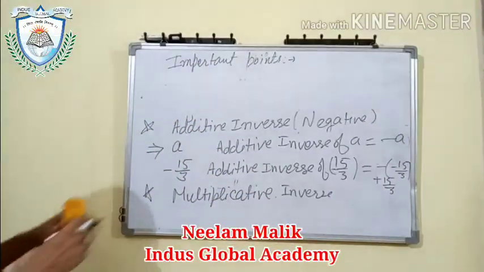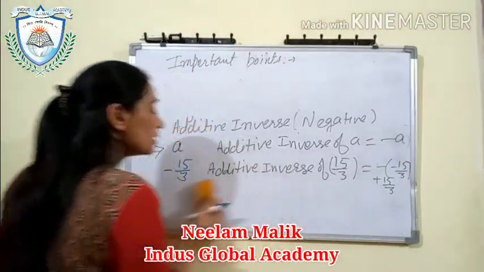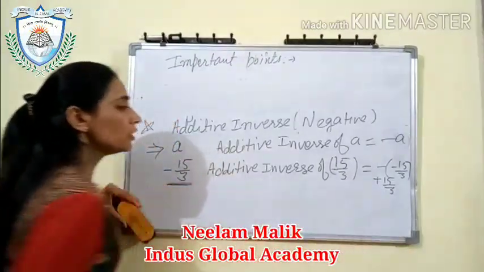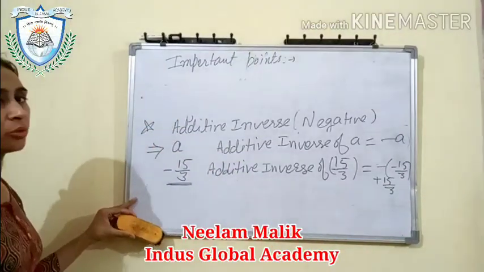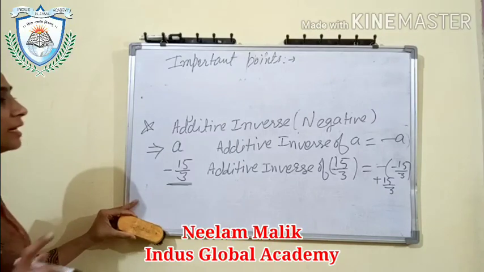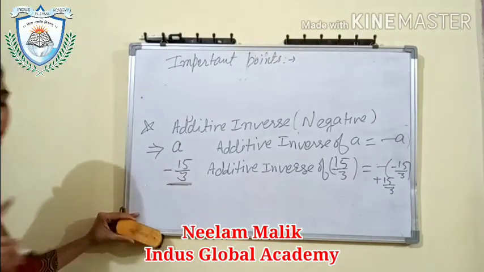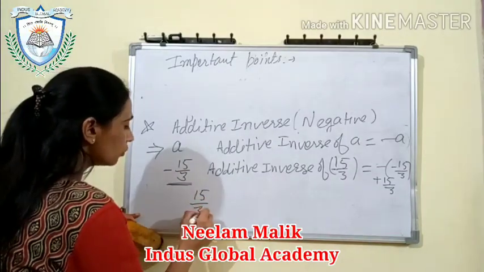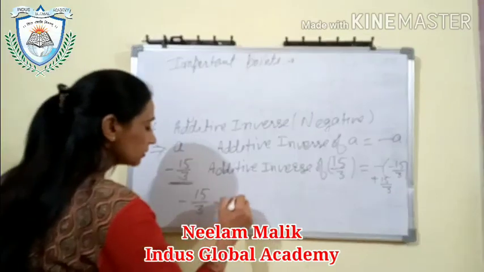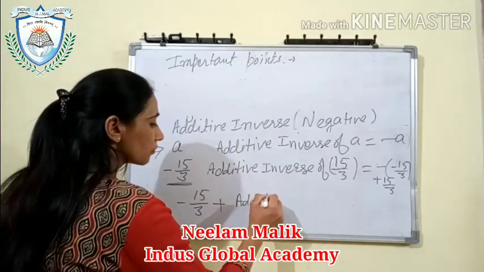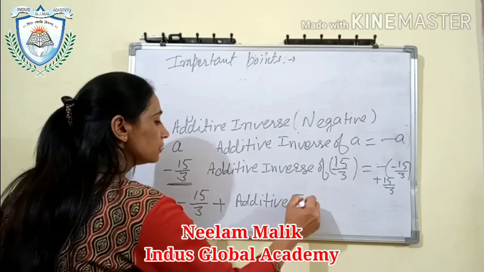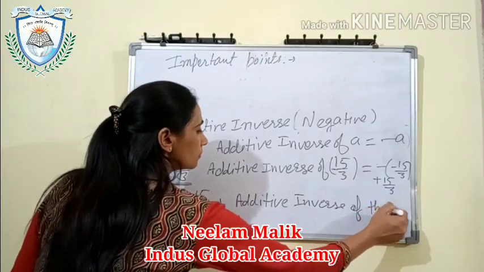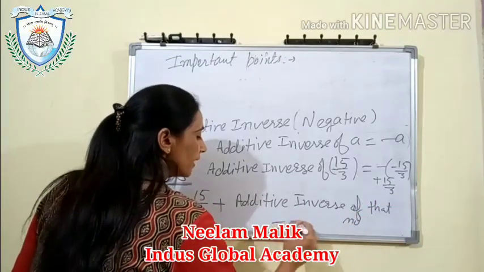And one more thing, the sum of the number that is given to you and the additive inverse of that number will be 0. And what is that 0? That 0 is the additive identity. So if you add the number that is given to you and the additive inverse of that number, you will get 0.